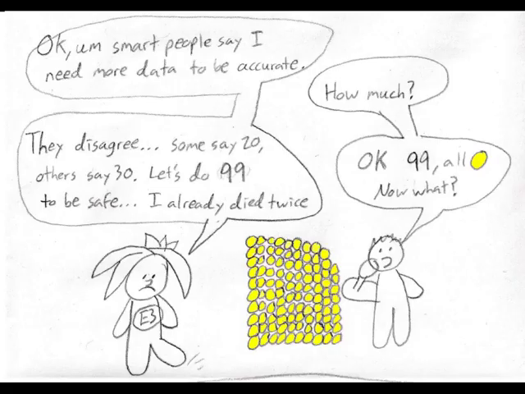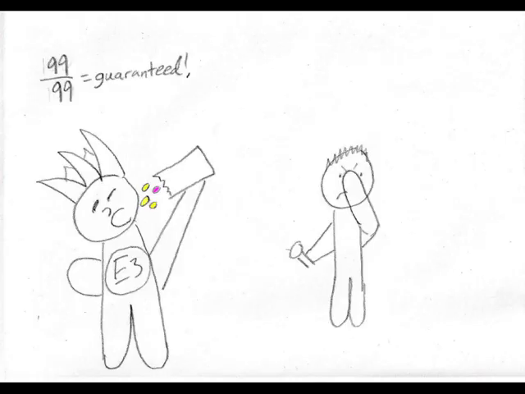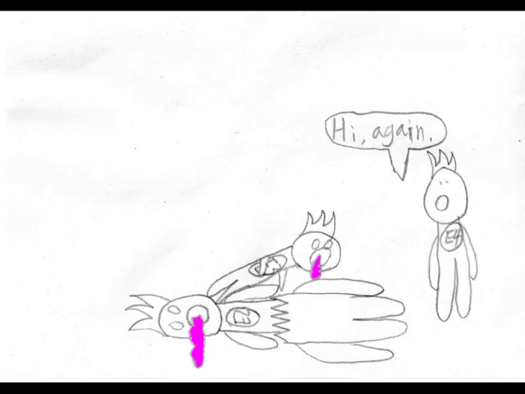I'm back. Okay. Smart people say I need more data to be accurate. How much? They disagree. Some say 20, others say 30. Let's do 99 to be safe. I already died twice. Okay, 99. All yellow. Now what? 99 divided by 99. Guaranteed! Yum, yum, yum. Yeah!